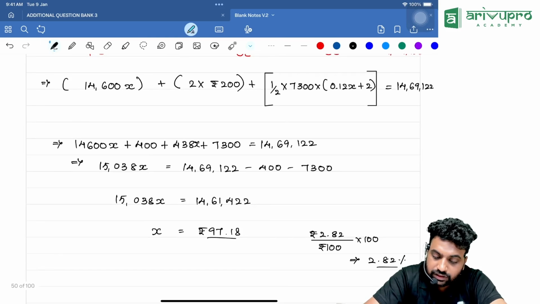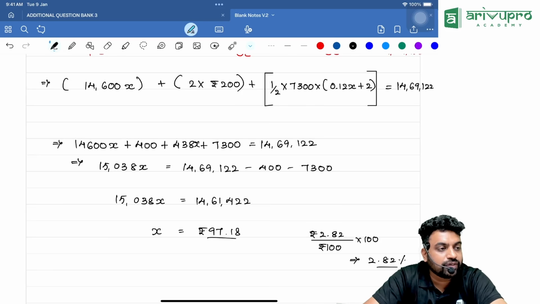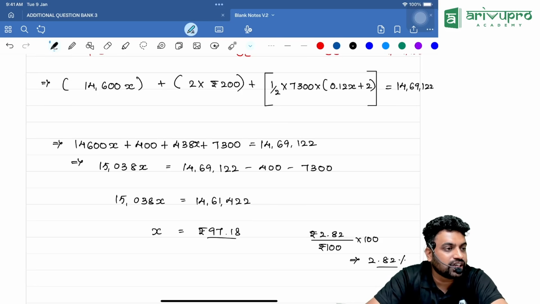Why? Which one? Because we have to buy whatever we want in 2 orders. In a year, we want to buy 14,600. So in 2 orders, in each and every order, what should be the order size? 7,300.